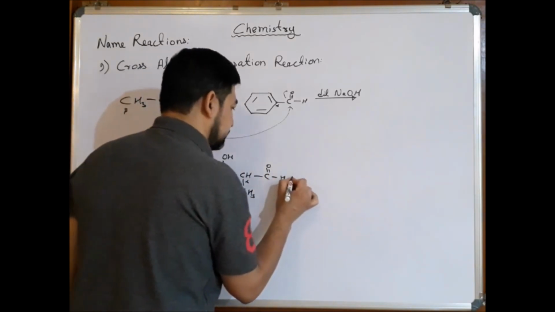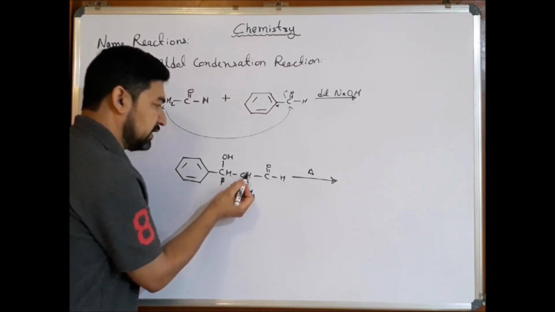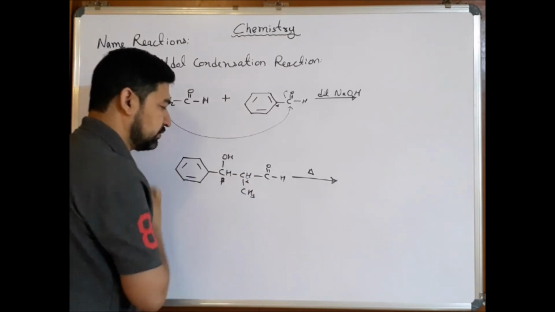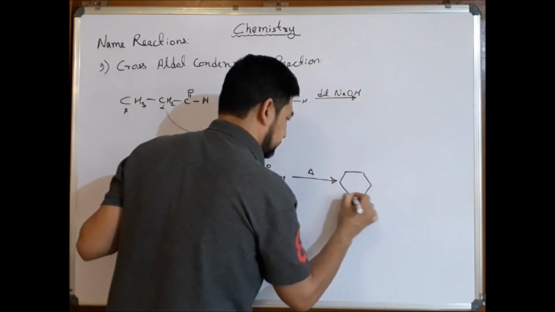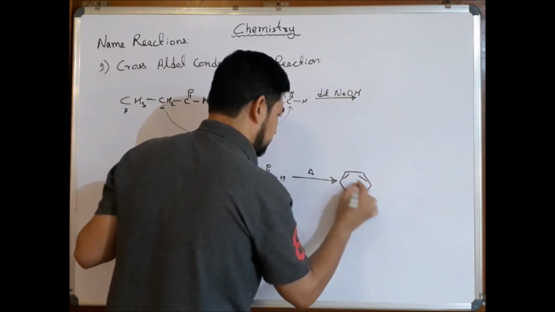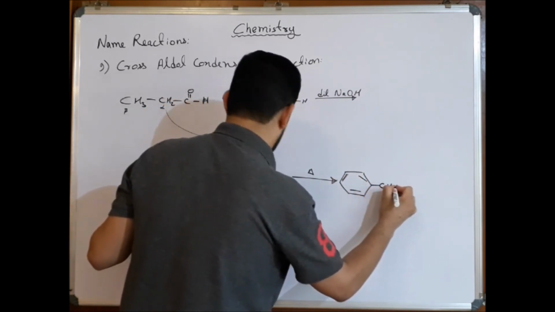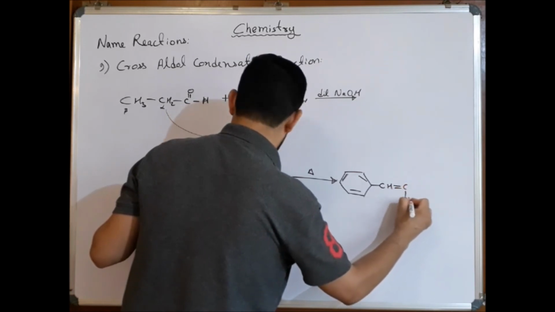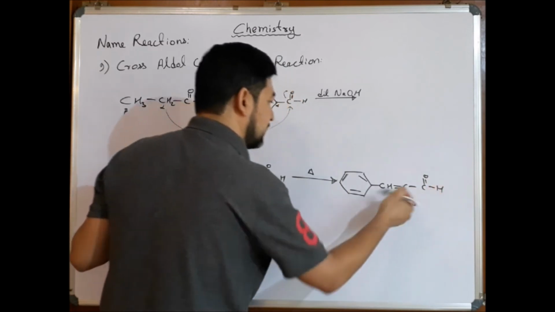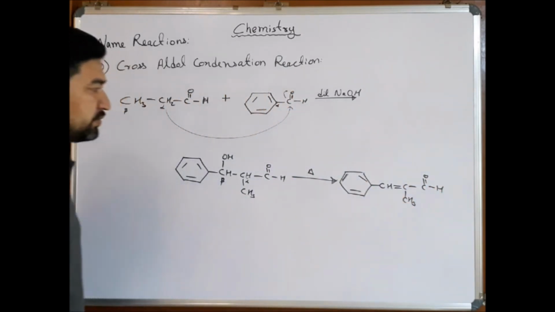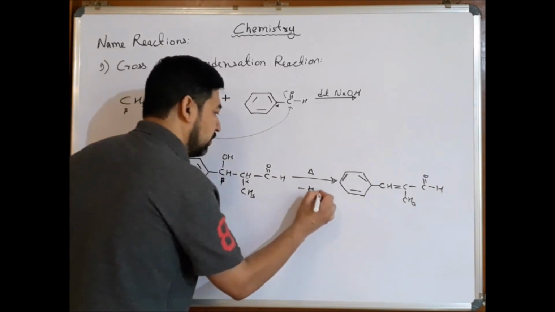When it is further heated, what will happen? The alpha hydrogen is removed and the beta OH group is removed, and the second double bond forms here. So CH double bond C, CH3, single bond C double bond O. So this is an alpha beta unsaturated aldehyde. This is the final product, and it releases one molecule of water.